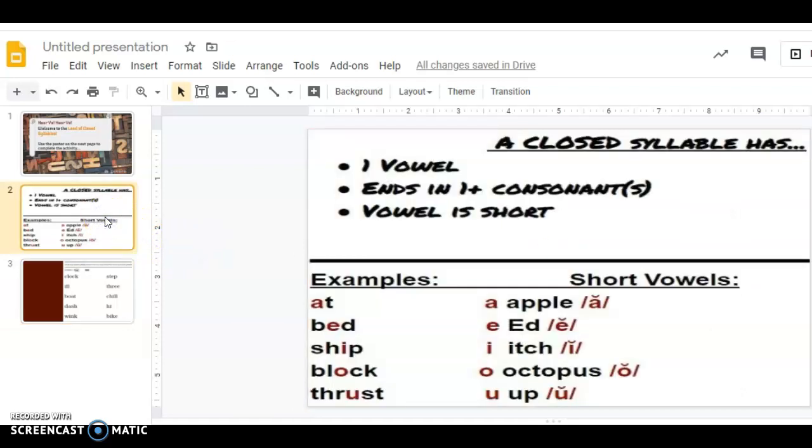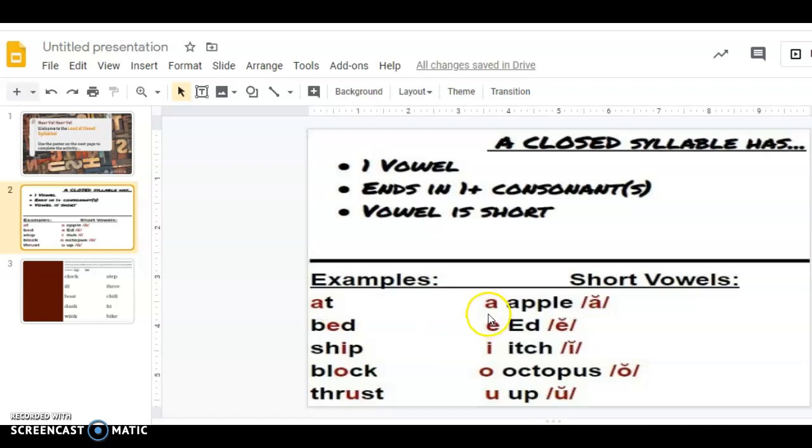If you look at that slide, a closed syllable has one vowel, it ends in one or more consonants, and the vowel is always short unless it's a closed syllable exception. We don't have any of those today. To remember a closed syllable, you can think of the key words for the short vowel sounds.